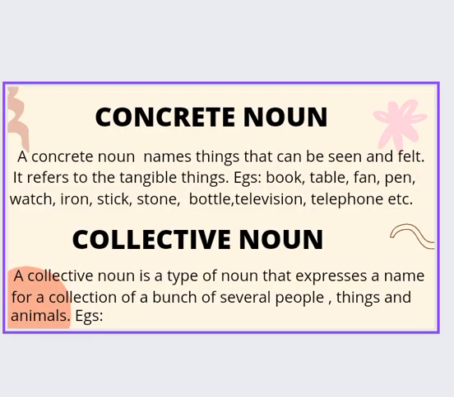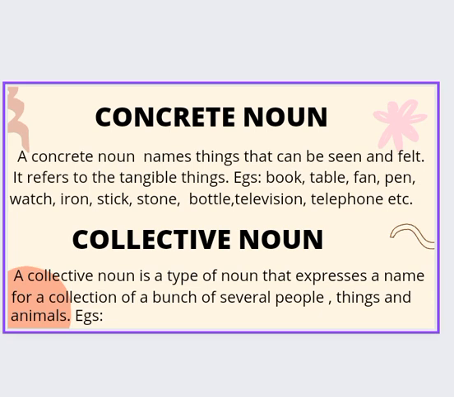Then move on to the concrete noun. The concrete noun refers to the tangible things. They refer to things that can be seen and felt. Example is book. We can all see a book when it's lying on the table. We can all see a fan. So all these things that we can see and can even touch, they are all concrete nouns. So we have the book, table, fan, pen, watch, iron, stick, stone, bottle, television, telephone, and what have you.